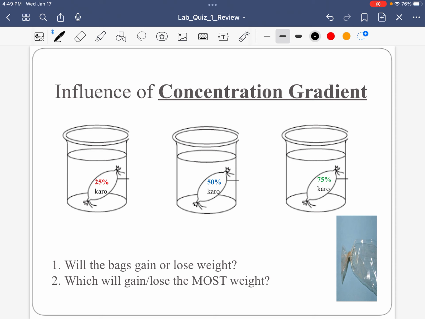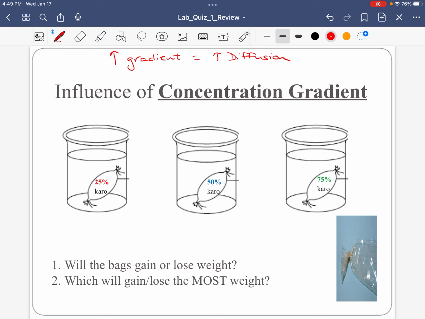Number 1 is concentration gradient. We already talked about it, so there's no sense in hiding the fact. When there's a bigger concentration gradient, the larger the concentration gradient, the more diffusion. If there's a lower concentration gradient, there's less diffusion.